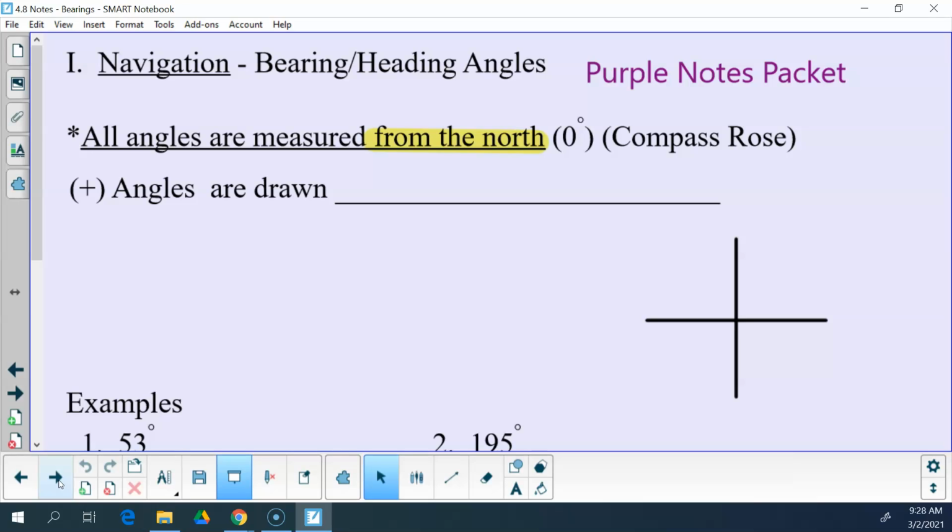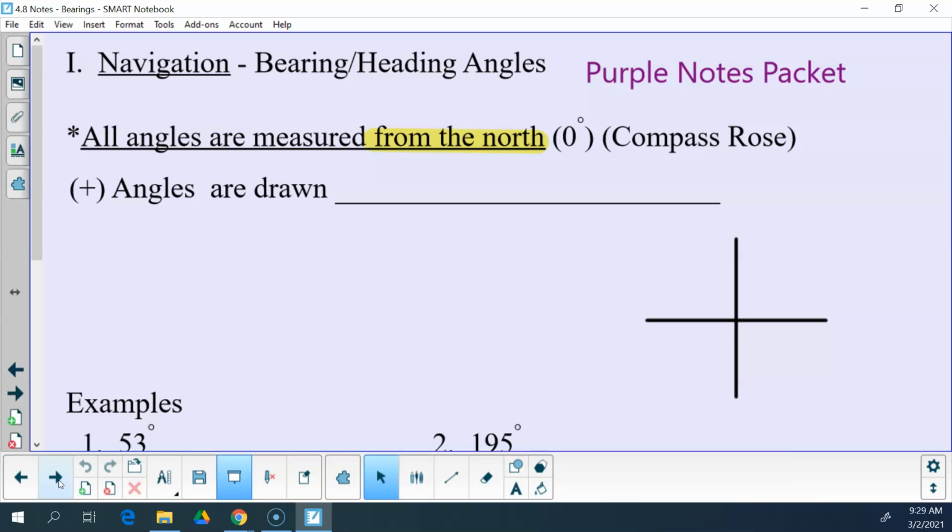Okay. So navigation is a little bit different than trig. We're going to use a lot of the trig concepts, law of sines, law of cosines, the angles in a triangle add up to 180 degrees, sines, cosines, all that fun stuff. We're going to use a lot of those trig functions, but the angles from the start are a little goofy. Okay?